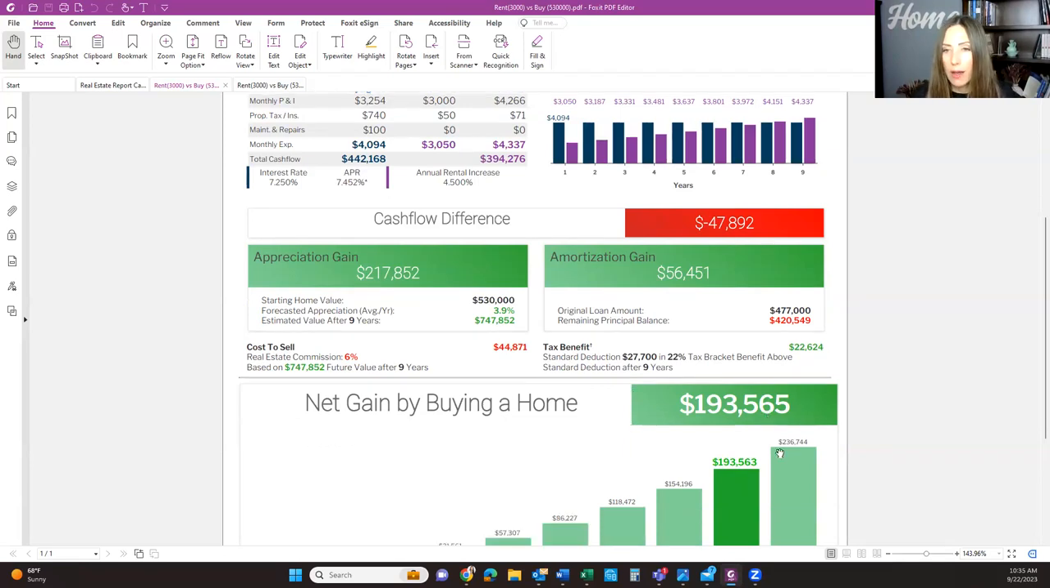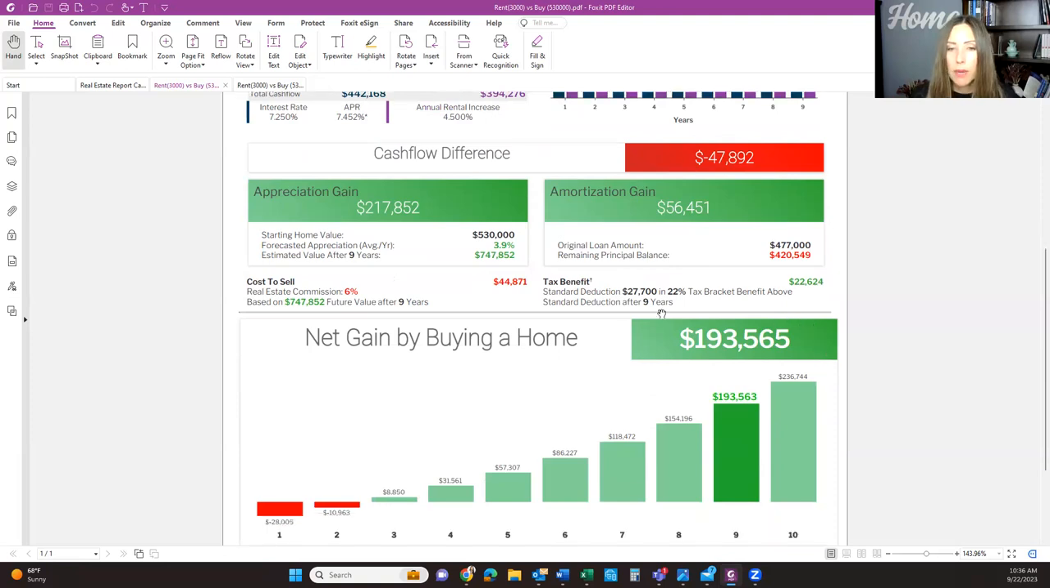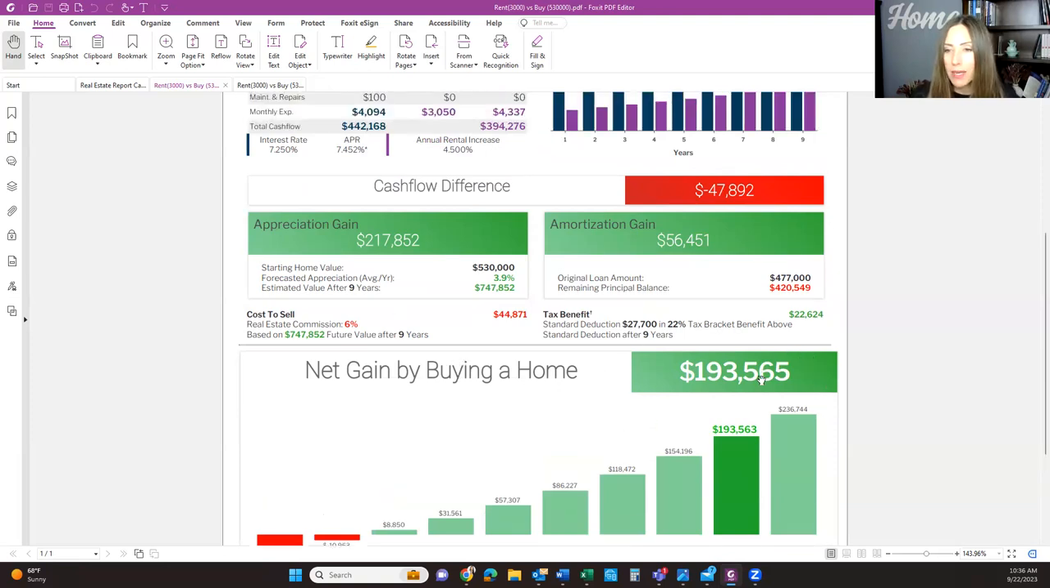And then we take into account a tax benefit. Now, keep in mind, you need to talk with your tax professional to see what tax advantages you may or may not have. If it's a married couple in the 22% tax bracket, then that means you have a tax benefit over the 9 years, meaning a write-off of $22,000. I'm going to also show you without a tax write-off what that would look like. But your net gain by buying a home in 9 years, all things considered, is $193,000.